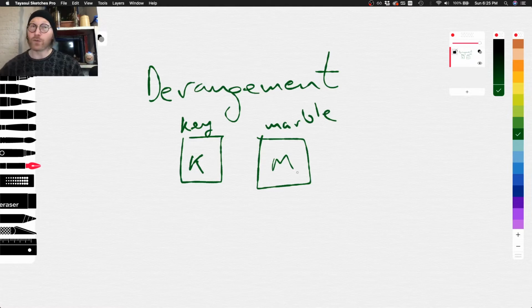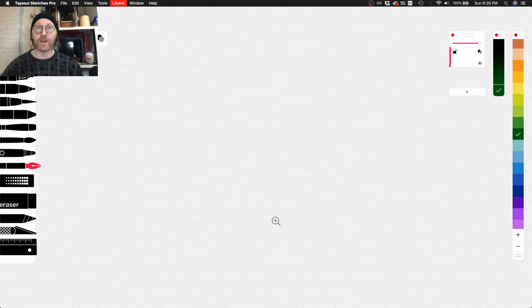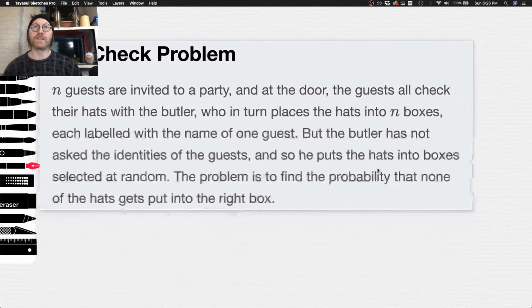So what would be a derangement of that is the marble in the key box and the key in the marble box. That would be a derangement. There's a classic problem in regards to this, and we're going to think about derangements through that classic problem. So I have a description of the problem here. I'm just going to bring it up and read through it. This is straight from Wikipedia.